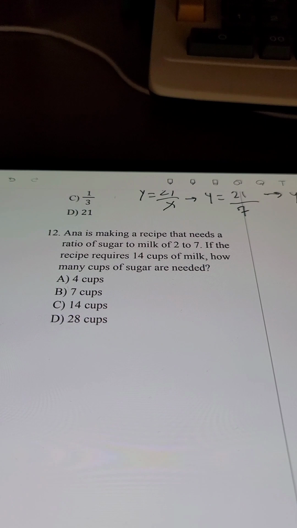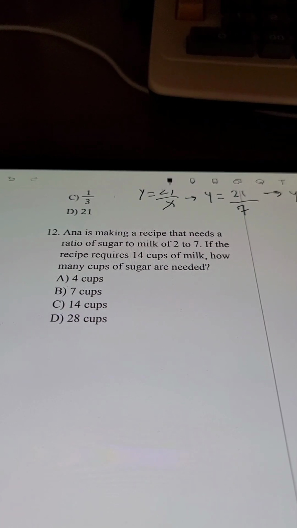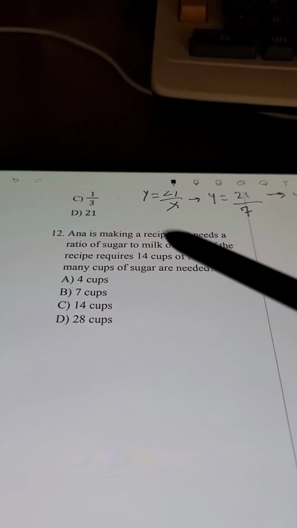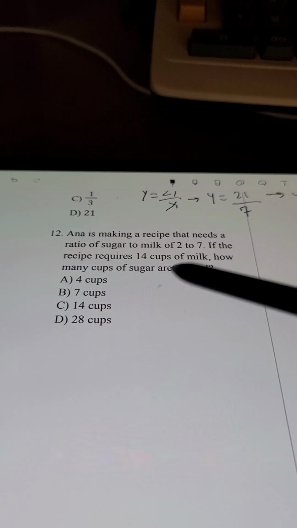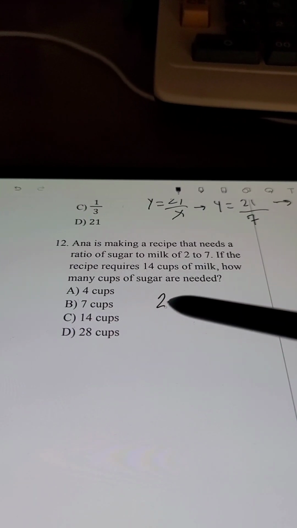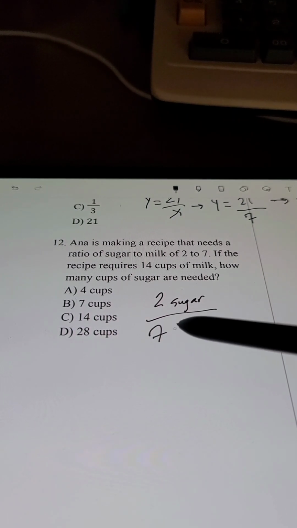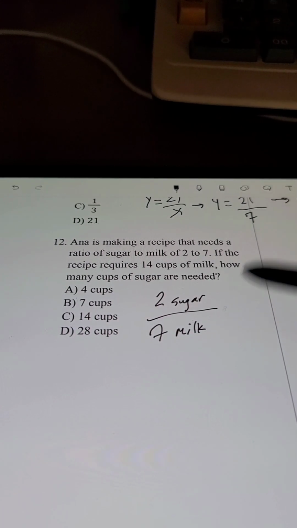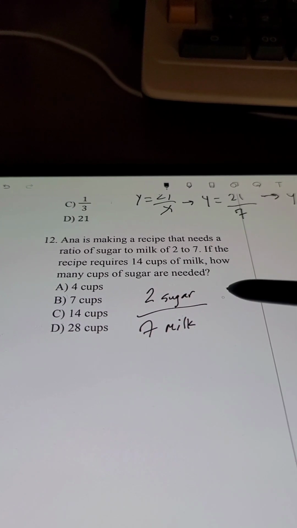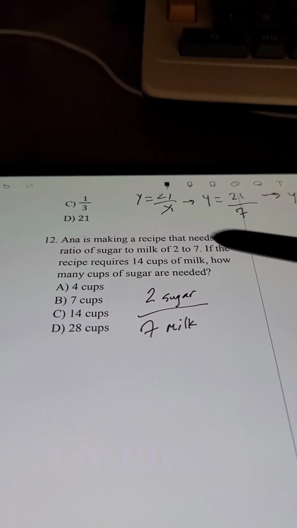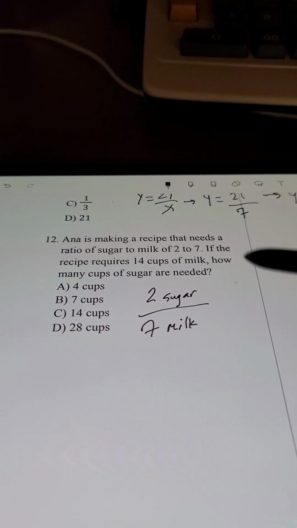Okay, pause to read if you haven't already. So she's making a sugar recipe. Again, think of ratios as like fractions. So there's 2 sugar to 7 milk. And the recipe requires 14 cups of milk.